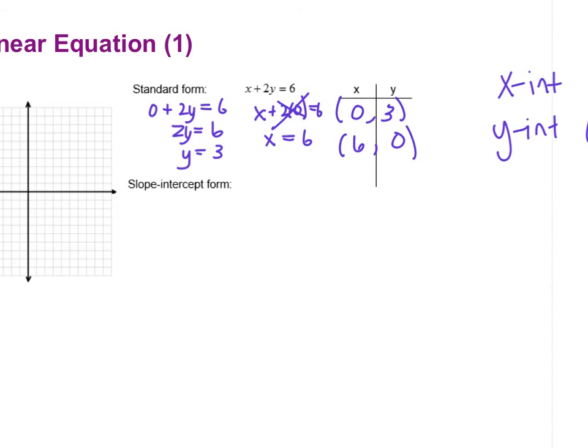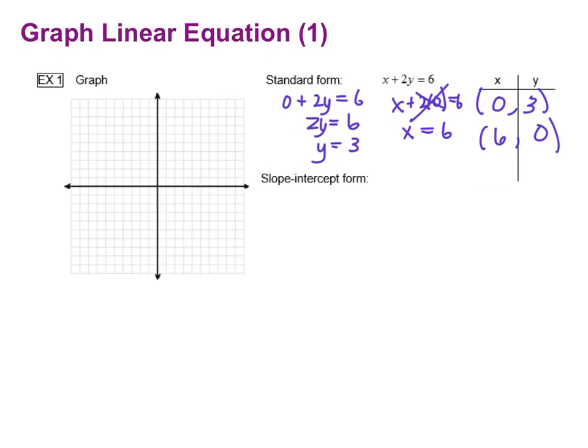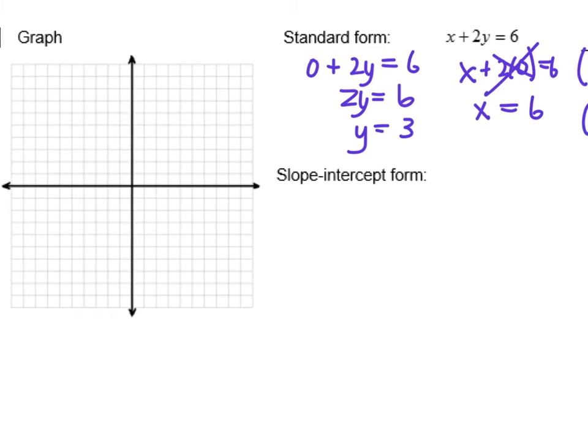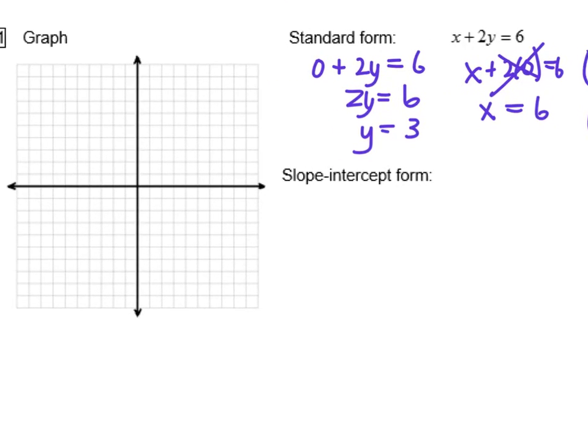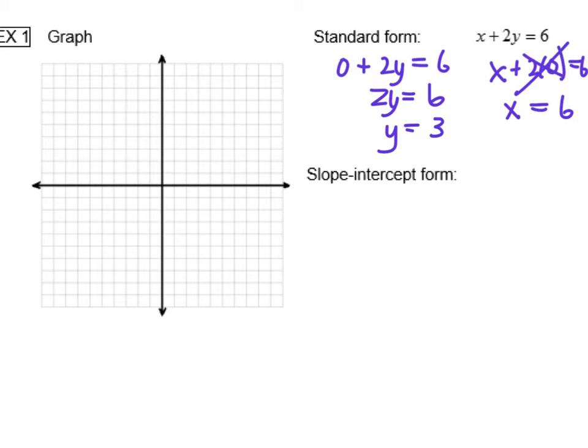Now if we go back to our graph, we can plot those 2 points. I'm going to zoom in a little bit. (0, 3) was the first one, so to get to that point you start at the origin. The x value is 0, and the y is 3, so you're just going to go up 3. So this is going to be a y-intercept because it's on the y-axis.